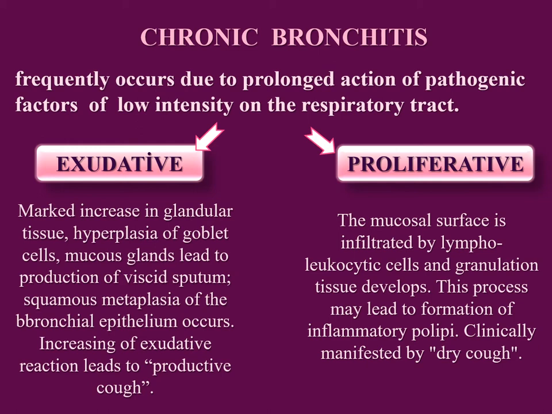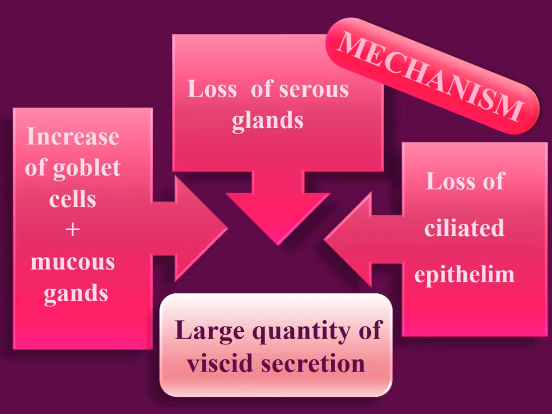Proliferative chronic bronchitis. Proliferative processes prevail. The mucosal surface is infiltrated by lympholeukocytic cells and granulation tissue develops. This process may lead to formation of inflammatory polypi, which protrude into the lumen, causing narrowing and even obstruction. Chronic polypose bronchitis develops. The exudative reaction is reduced. Therefore, scanty sputum is released, which is clinically manifested by dry cough. This slide illustrates the pathogenic mechanism of chronic exudative bronchitis.